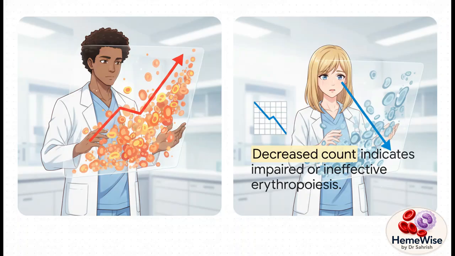On the flip side, a decreased count flags impaired or ineffective erythropoiesis. Even if the patient is severely anemic, the marrow just isn't responding. That points us straight toward conditions like aplastic anemia, chronic kidney disease where that vital EPO is lacking, nutritional deficiencies of iron or B12, or even dangerous bone marrow infiltration.